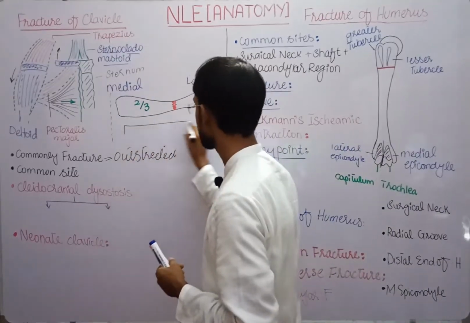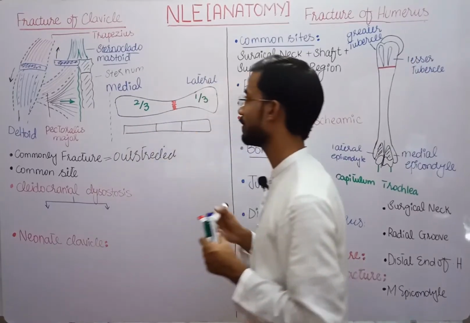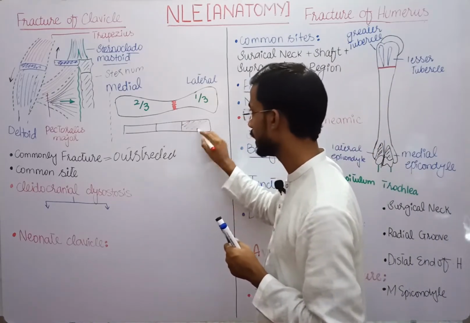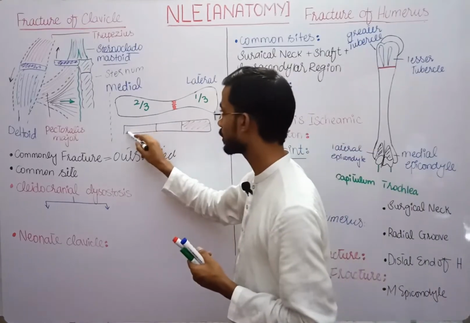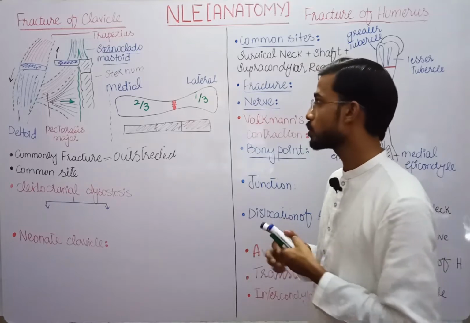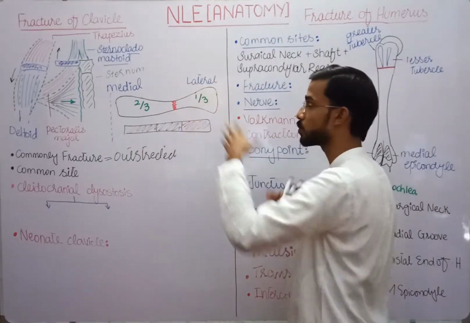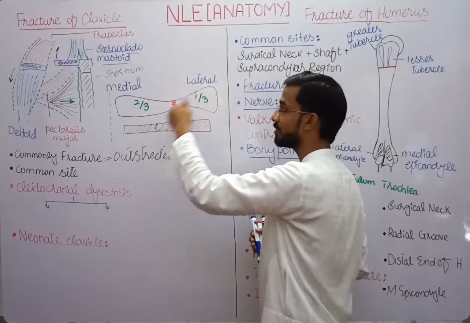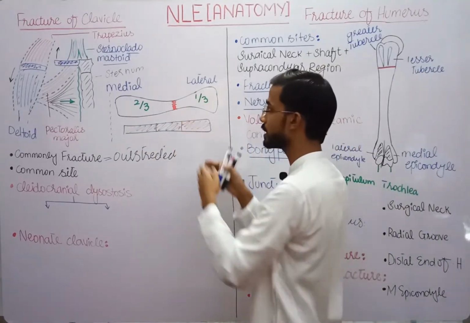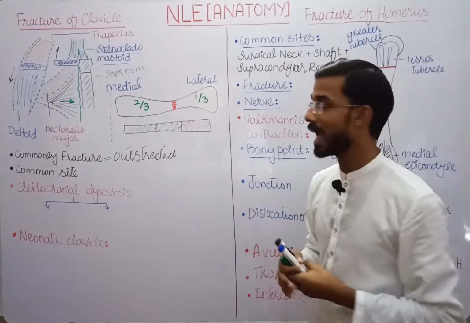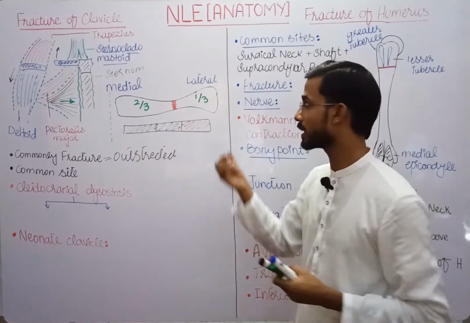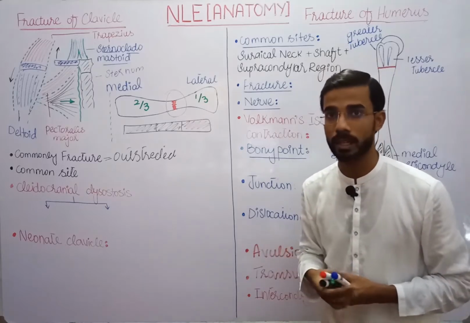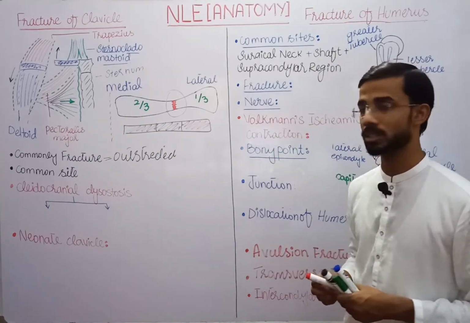You can see the clavicle bone, and we divide it into three parts. One part is for the lateral and two parts are for the medial, right? So on this basis, we call lateral 1/3 and medial 2/3. And you can see there are two curvatures, one forming upward and one forming downward, right? There is a junction between the lateral and the medial fragment, at which the fracture is most likely to occur, which is shown by the red color, right? So this is the most common site of fracture of the clavicle.